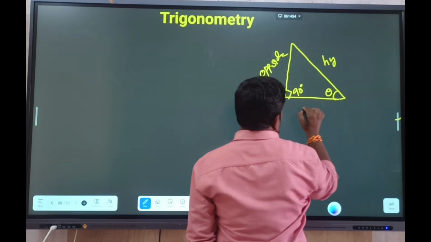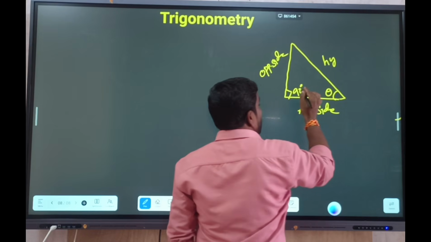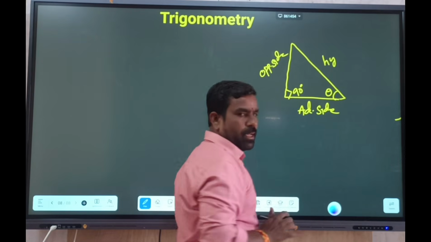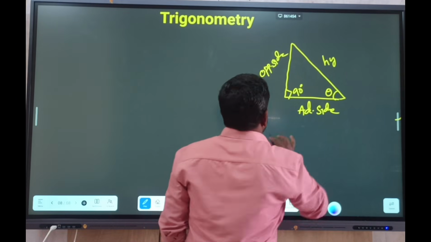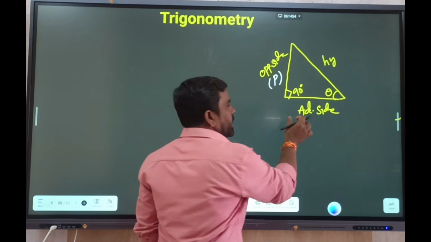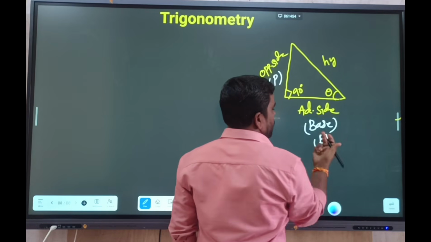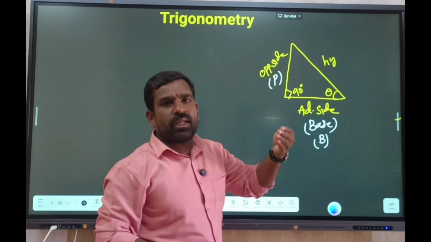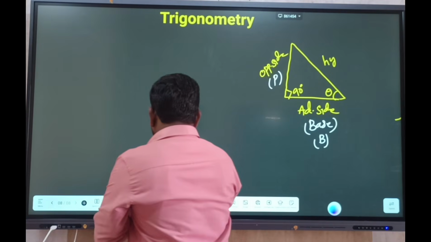The remaining side is the adjacent side. So 90 degrees exactly opposite is the hypotenuse, theta exactly opposite is the opposite side, and the remaining is the adjacent side. Very important: opposite is perpendicular, P means perpendicular. Adjacent side is base, B. Sometimes adjacent and base are the same. Opposite side is perpendicular, and hypotenuse has no change.